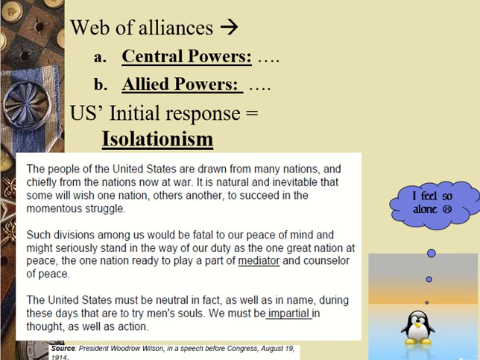Remember that we have those webs of alliances, so you can go back a little bit in the video to see which countries are in the Central Powers and which ones are the Allied powers. The United States is going to stay isolated.